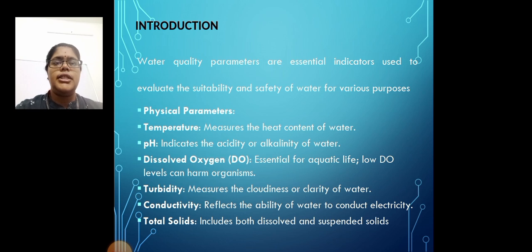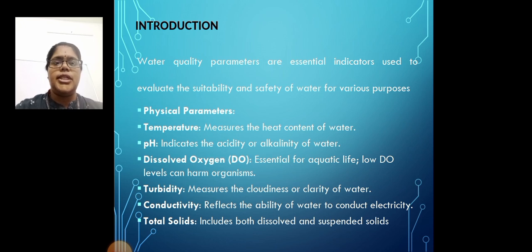Next is the dissolved oxygen, or DO. This dissolved oxygen is essential for aquatic life. Low dissolved oxygen levels can harm organisms. So this is also an important part of the water quality parameters, where the aquatic life is being affected.